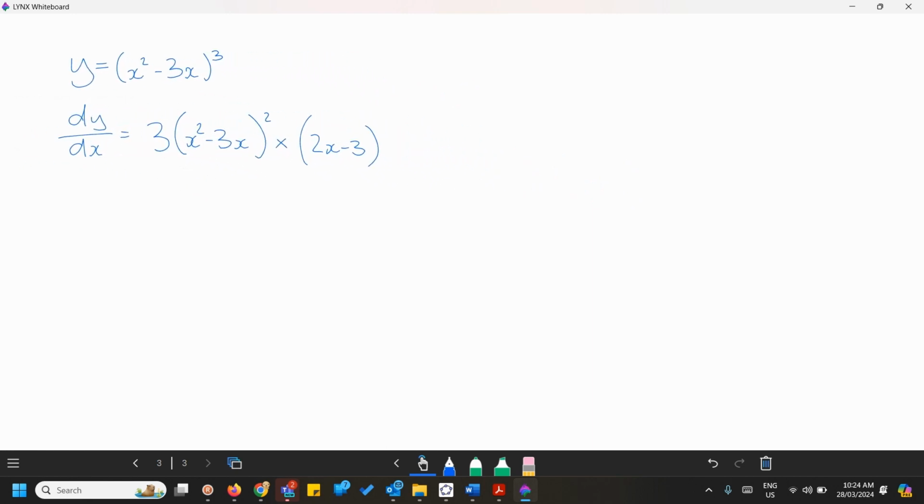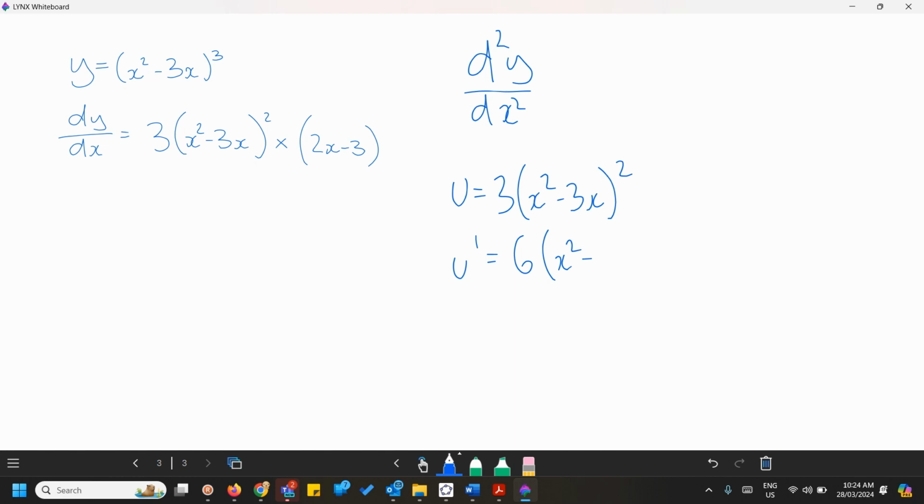All right. So we're going to go d squared y over dx squared. Right. So in order to do this, we have to do our good old u's and v's. So u is going to be 3x squared minus 3x squared. U dash is going to be 6 times x squared minus 3x, all to the power of 1. You could expand that out if you wanted to, but I wouldn't recommend it. And now for v, v equals 2x minus 3, v dash equals 2. Okay, let's make a bit more room.